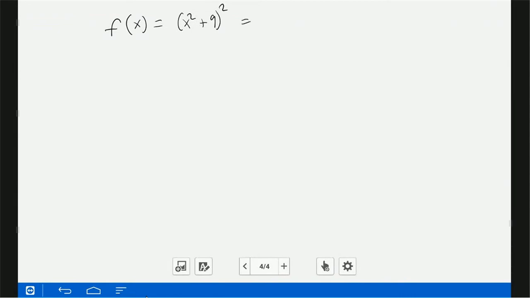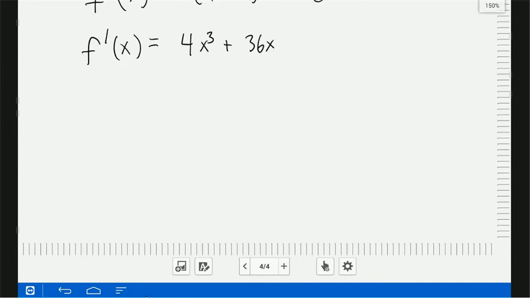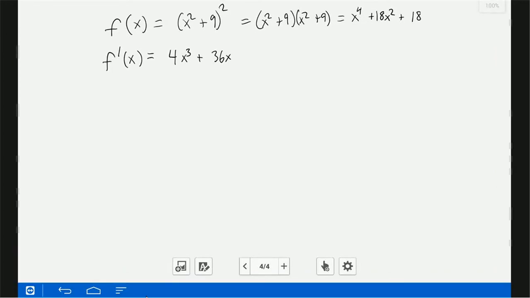Okay, so that's again same as x squared plus 9 times x squared plus 9, which is x to the fourth plus 9x squared plus 9x squared, so plus 18x squared plus 9 and 9 is 18. Okay, so we just multiplied it out, FOILed it out if you want to call it that. Alright, now let's go through and get derivatives. So first derivative, 4x cubed plus 36x. Derivative of 18 is 0, so that's gone. While I've got the first derivative there, let's go ahead and get our critical values. Set your derivative equal to 0 and solve for x here.